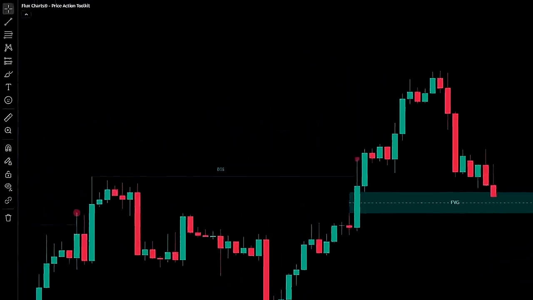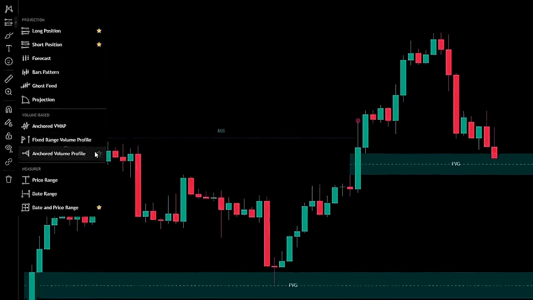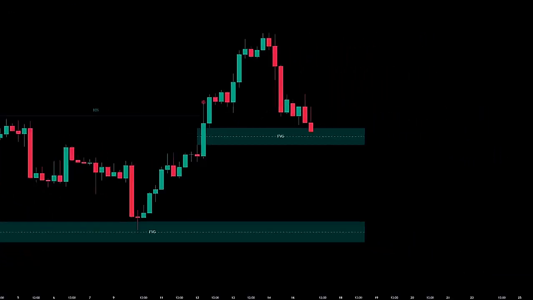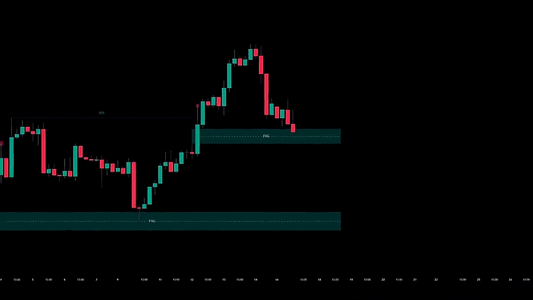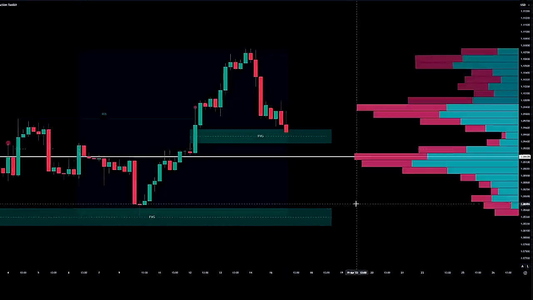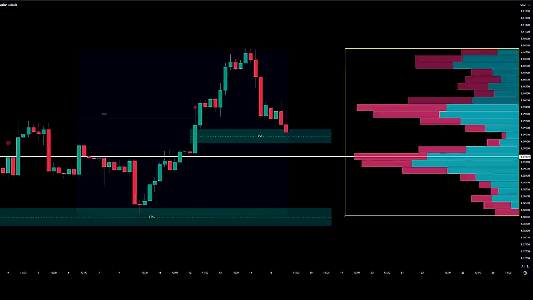Look at the left sidebar of your chart and you'll see a series of icons. Find the volume profile icon, which looks like horizontal bars, and click to expand the menu. Select Anchored Volume Profile. I am analyzing the trading week of October 6th through 11th, 2025. Let's set the start of the volume profile, a purely volumetric indicator, at the beginning of the week, so on Monday night.